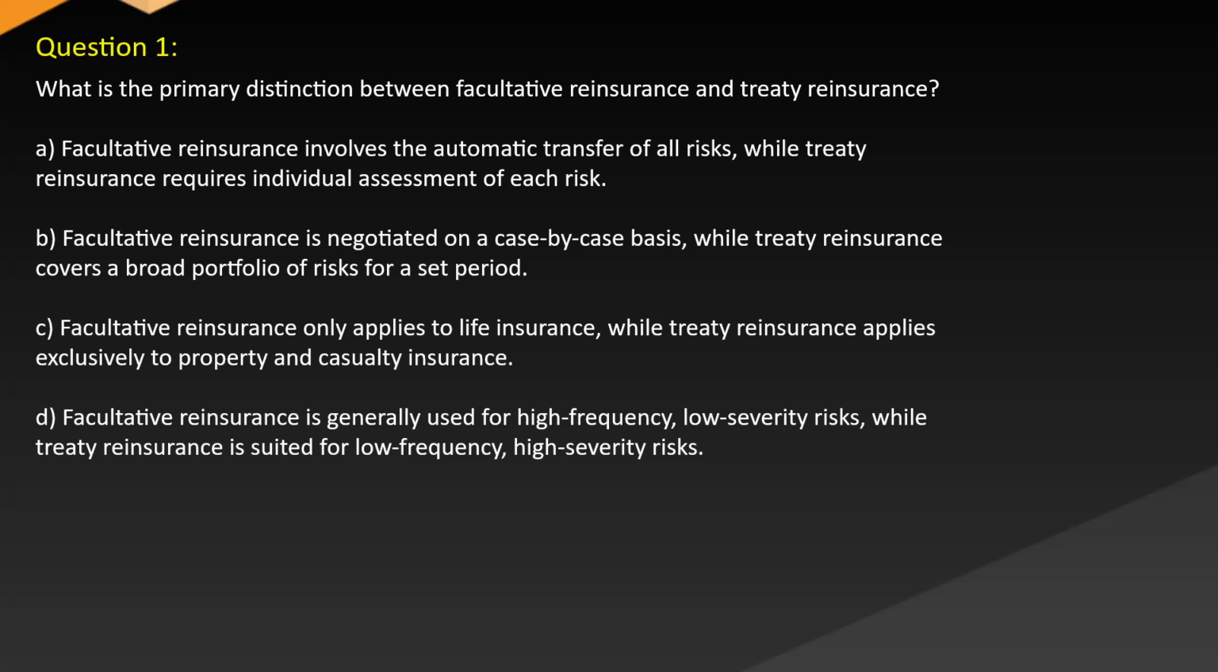Question 1. What is the primary distinction between facultative reinsurance and treaty reinsurance? A. Facultative reinsurance involves the automatic transfer of all risks, while treaty reinsurance requires individual assessment of each risk.